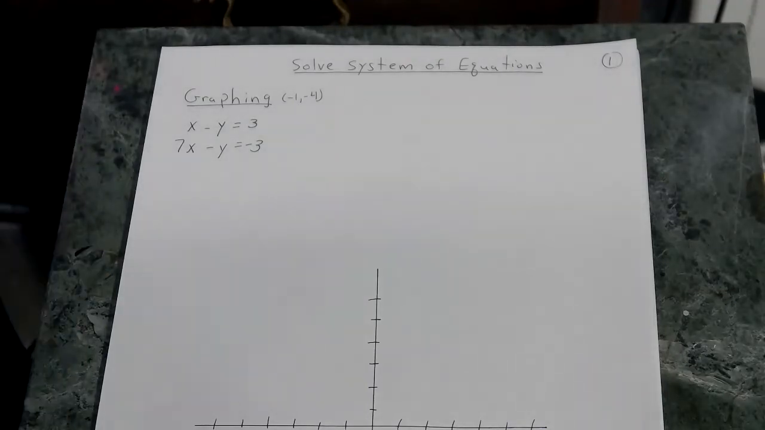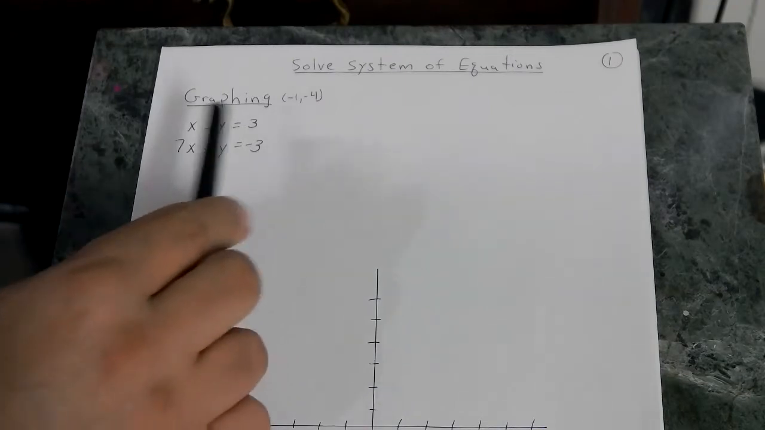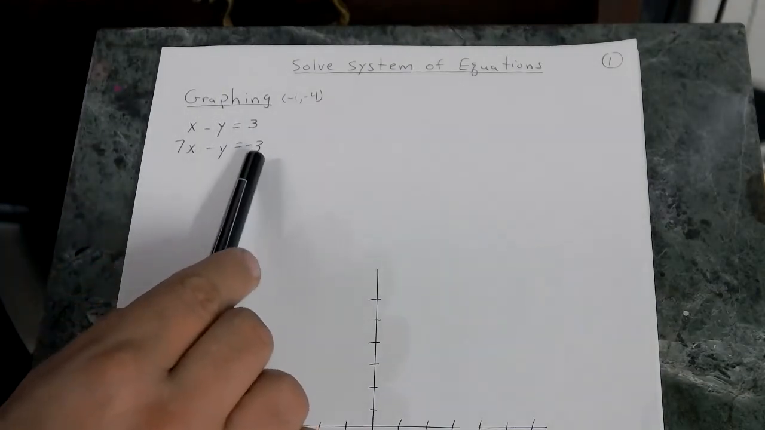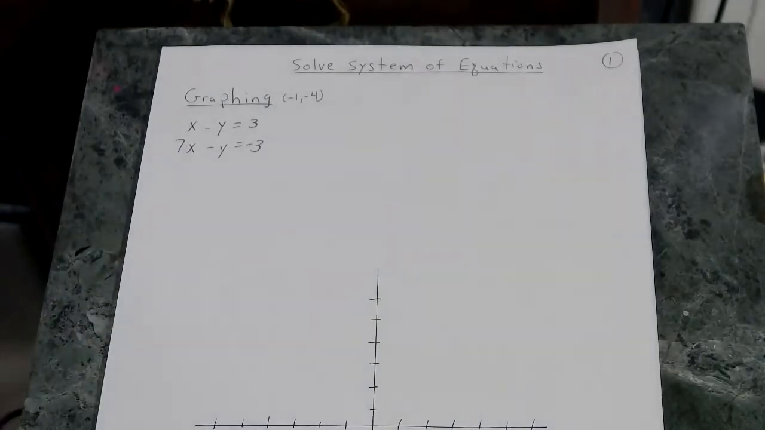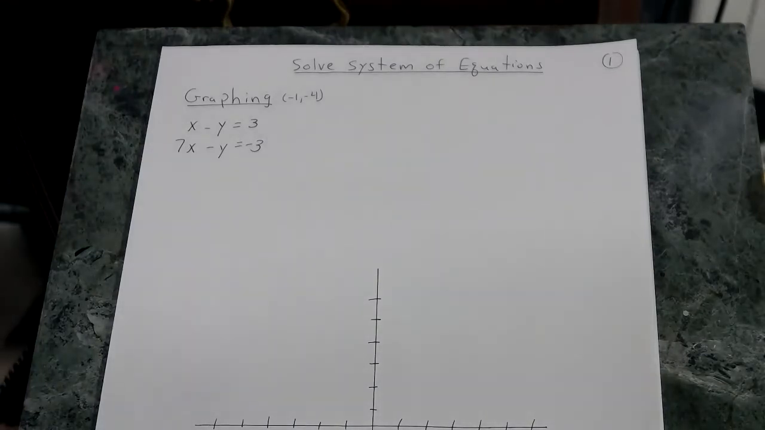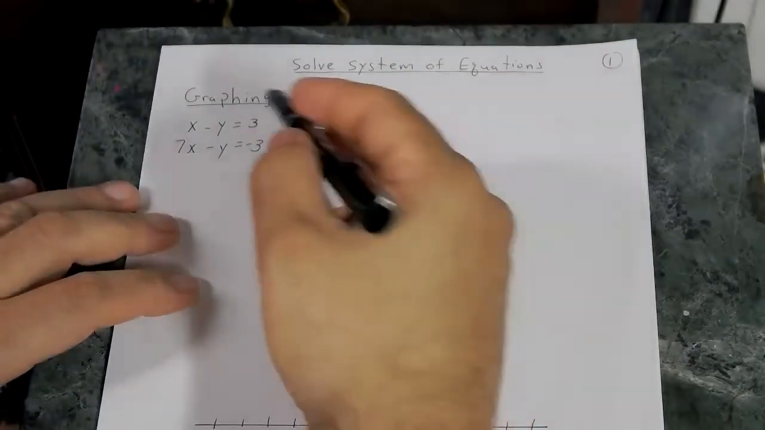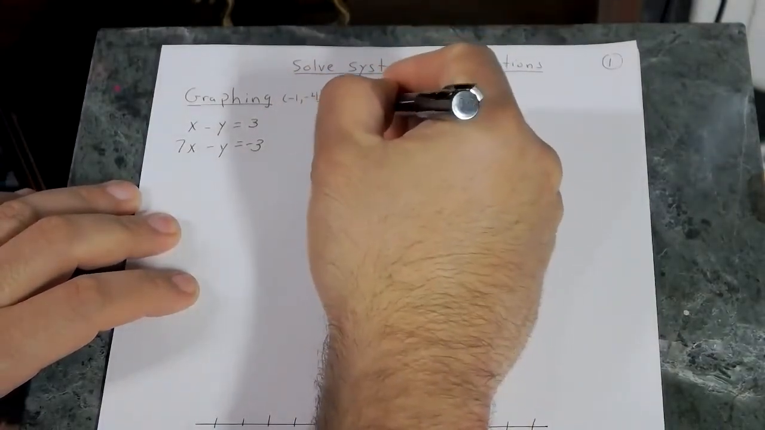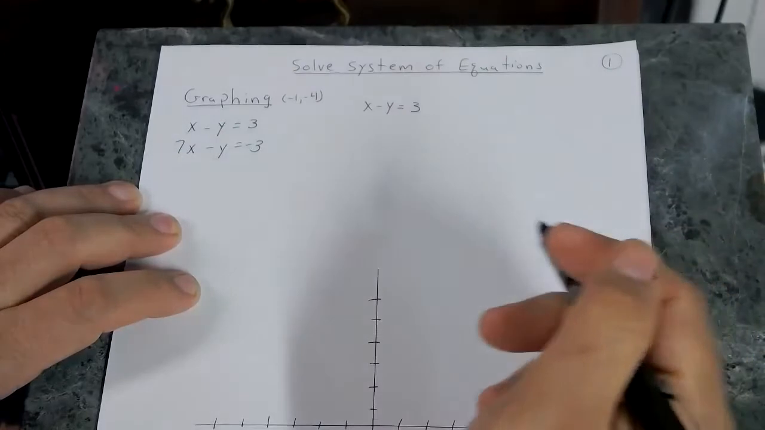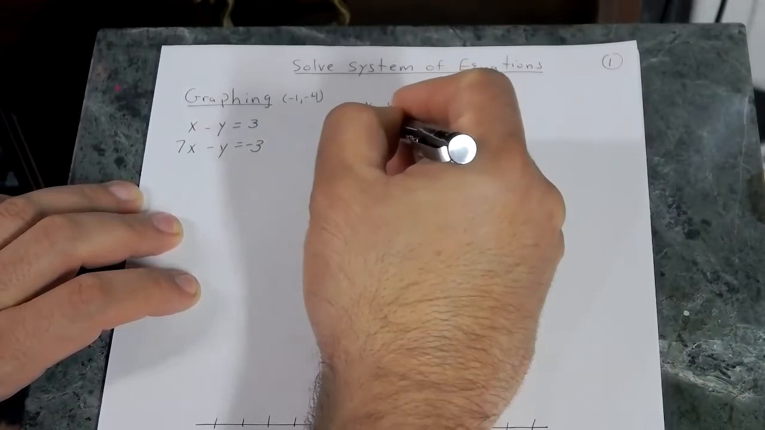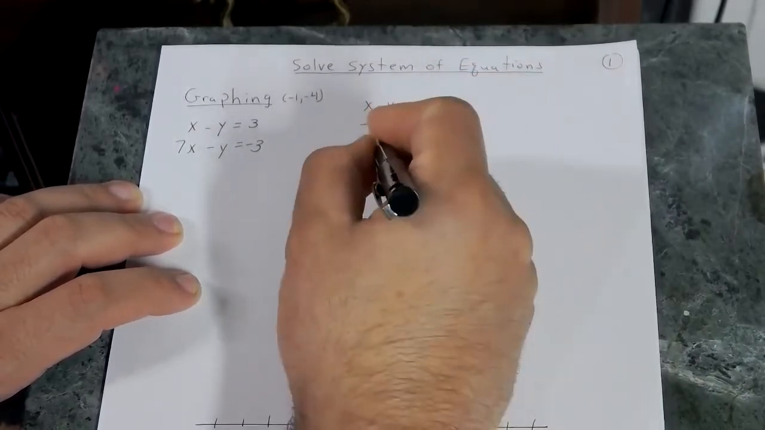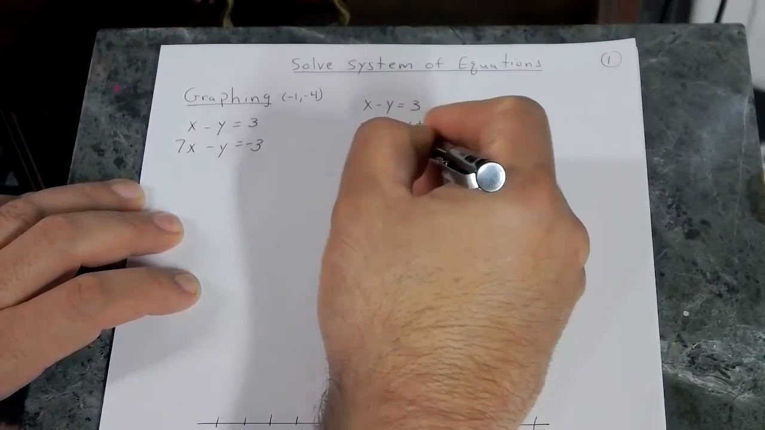Take this system right here, x minus y equals 3, and 7x minus y equals -3. I know the solution should be at (-1, -4) because I've done this before, but I'm going to show you how to do it with graphing. When we are graphing, we have to solve both equations for y equals. Let's take the first equation, x minus y equals 3, and solve that for y. I'm going to take the x to the other side: negative y equals negative x plus 3. Divide by -1: y equals x minus 3.